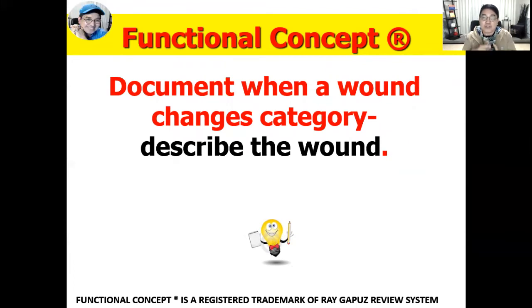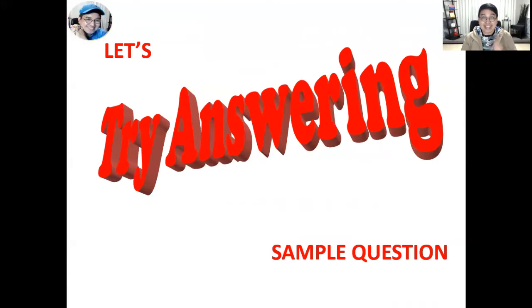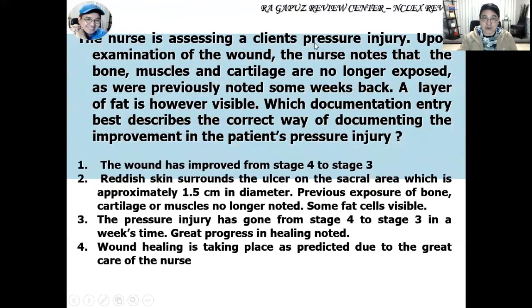The key word when you're documenting a pressure injury is that you have to describe the wound. Describe it. Don't just label it and say the wound is healing. That's not good documentation. You have to use terminologies to describe how the edges of the wound are approximating, how the wound could be moist, describe the color, the characteristics. If there's a foul odor, document it. So having that functional concept in mind, let's use that to answer a question on the test.